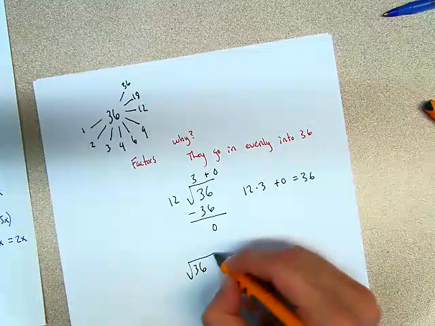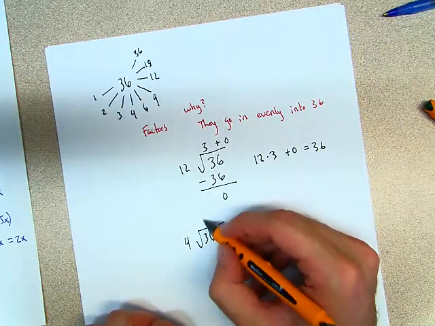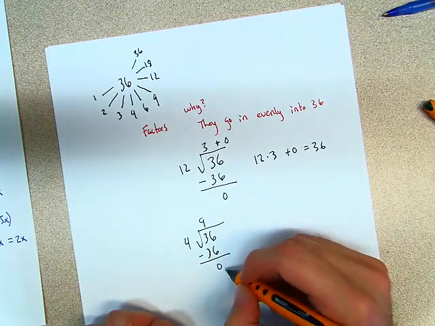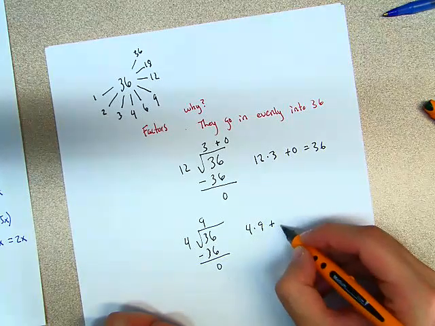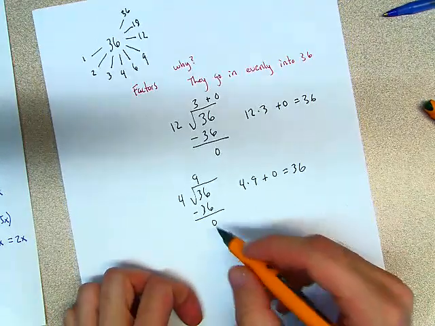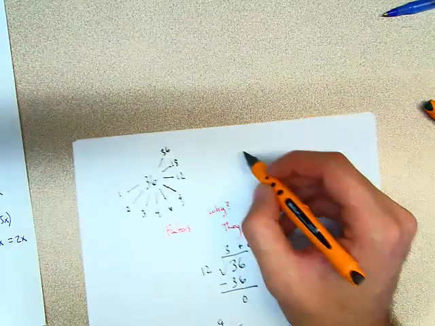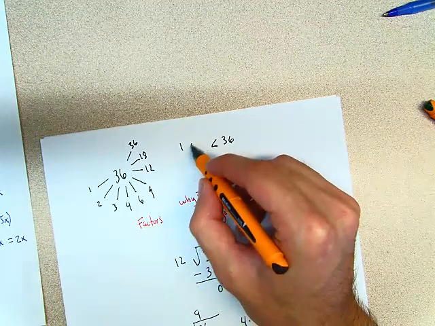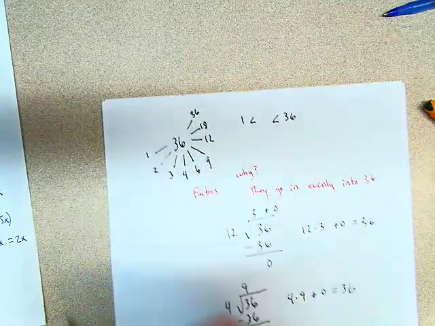So let's take a look at the next one. Let's say you do 36 divided by 4. You get 9. 9 times 4 is 36. You subtract, and you get remainder 0. And that's the same as 4 times 9 plus 0, which is 36. Now let's say you choose some number that is not a factor. That number has to be between 1 and 36, and it's not one of these numbers. Let's see what happens.